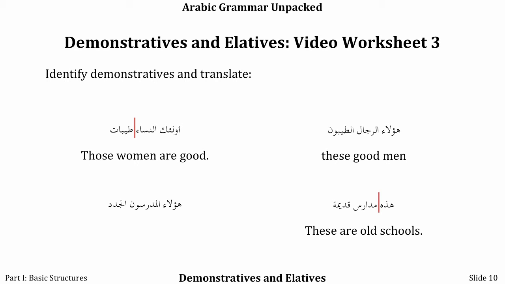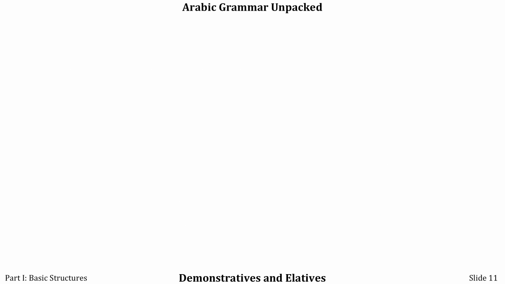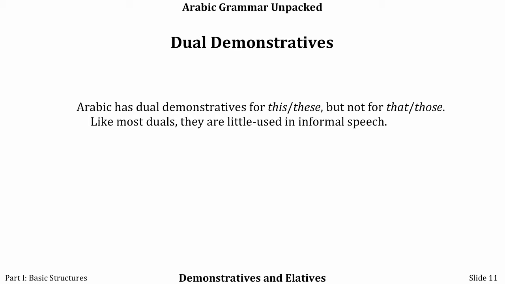Over here we have هؤلاء المدرسون الجدد. So now هؤلاء is referring to the group مدرسون, teachers. Watch out because it looks almost like madrasa, school. And then al-judud, the human plural. All three of these words are definite. هؤلاء because it's a demonstrative, and the other two because of alif lam. So this is a phrase, these new teachers. We have dual demonstratives as well in Arabic. We have them for this and these, but not for that and those. I have no idea why.